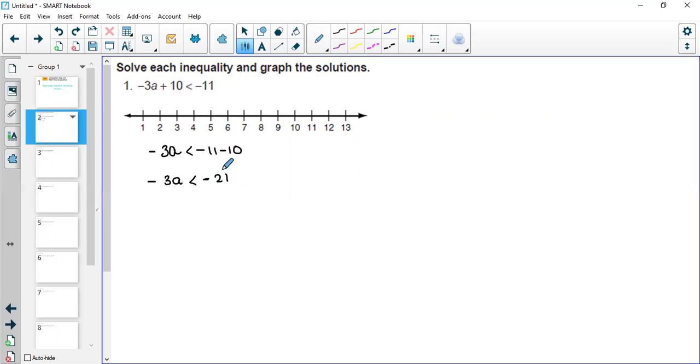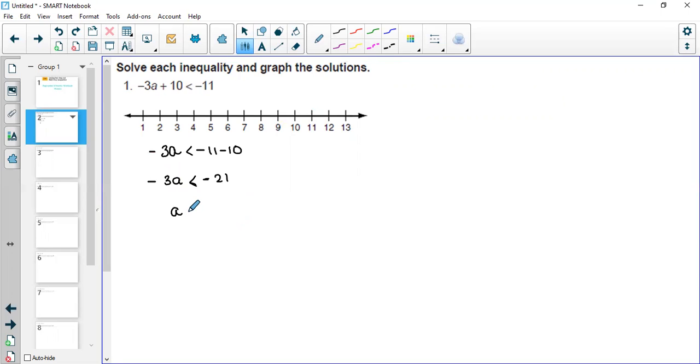Now these all are algebraic rules. Always you need to remember those rules. Now the next step is negative 3a is less than negative 21, which means we have to isolate the a. So to isolate the a, we have to remove the negative 3 from here. Now hopefully you do know what this means. This means negative 3 multiplied by a. So to remove the negative 3, we are going to do the opposite operation. So a is going to be negative 21 divided by negative 3.